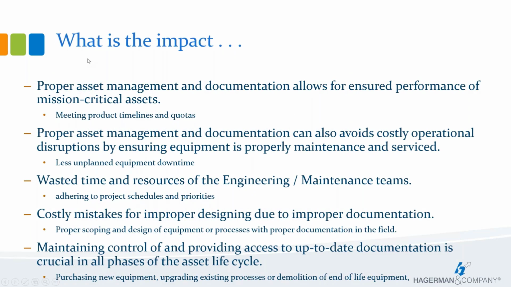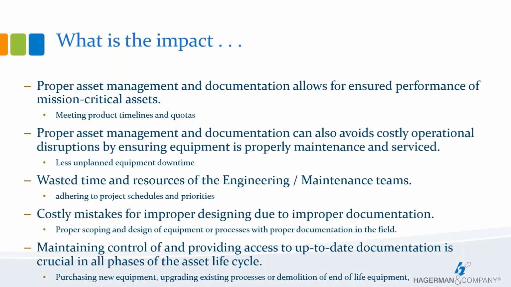So whenever we're making these decisions, what is the impact if the decision is made either incorrectly or too quickly with the wrong information? So first bullet point here, proper asset management and documentation. If things are done correctly, it allows you to ensure performance of mission critical assets. To summarize that, if there's equipment that's crucial to you making product or to you getting a service completed, that thing needs to be serviced and maintained so that it doesn't go down unexpectedly, or so that you can push as much product as you need through there. So these practices can help you meet product timelines and quotas.